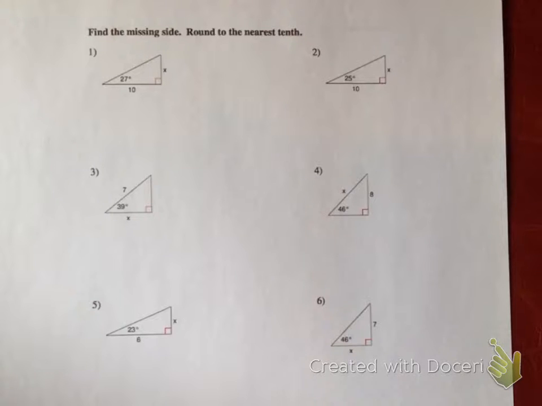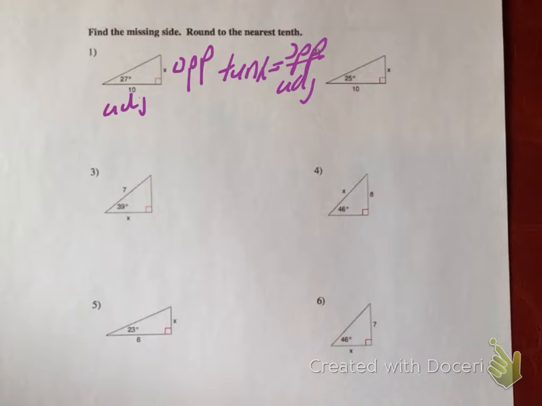So for number one, we're going to label our sides as opposite and adjacent and hypotenuse. And you can see that we don't need the hypotenuse. So we just need something that's going to use adjacent and opposite, so that's going to be tan. So tan x is equal to opposite over adjacent. So now we're just going to substitute.